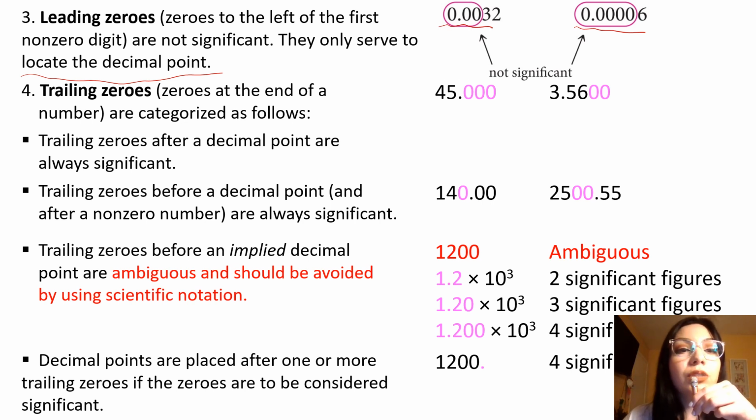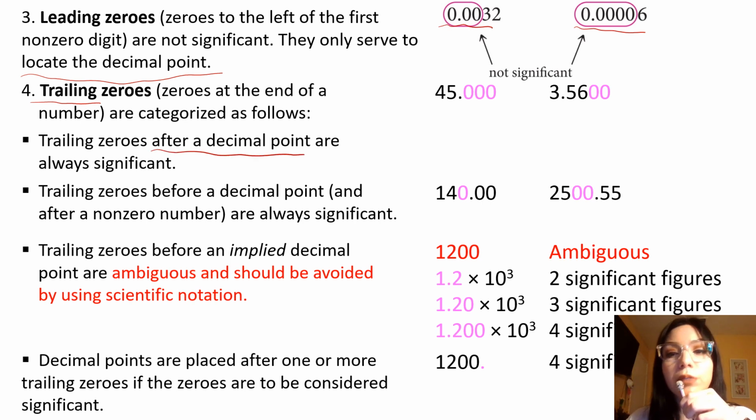The next one is trailing zeros. Trailing zeros, think of trailing like at the end, behind you. These are, again, a little bit more complicated. Whenever you have trailing zeros after a decimal point, for example these right here, since they're after a decimal point, they're significant. Trailing zeros before a decimal point, for example that one, but after a non-zero number, are always significant. So these are another example of that right there.